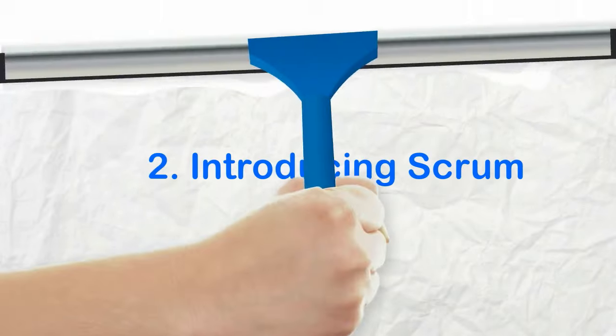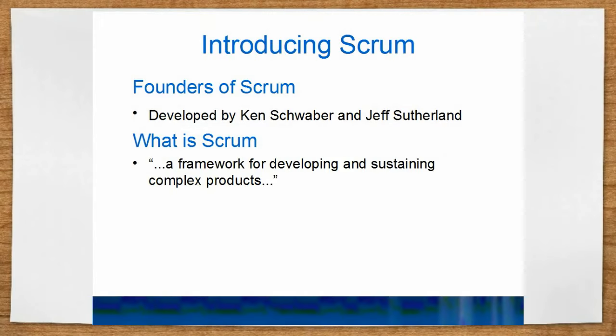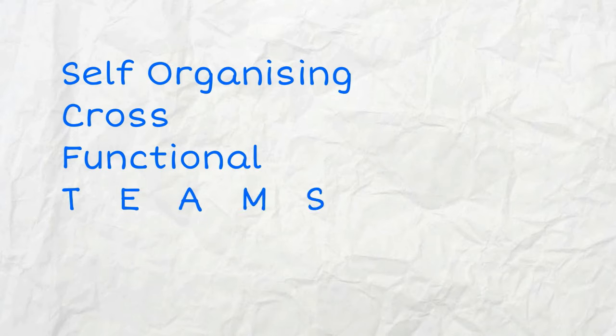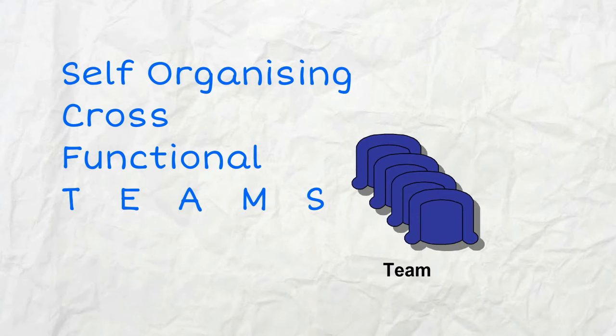Chapter 2. Introducing Scrum. In Ken Schwaber and Jeff Sutherland's Scrum Guide, two of the original founders of Scrum, they describe Scrum as a framework for developing and sustaining complex products. Scrum consists of self-organizing, cross-functional teams. Simply put, this means that the teams consist of a group of people who each have different areas of expertise but work together for the same outcome.